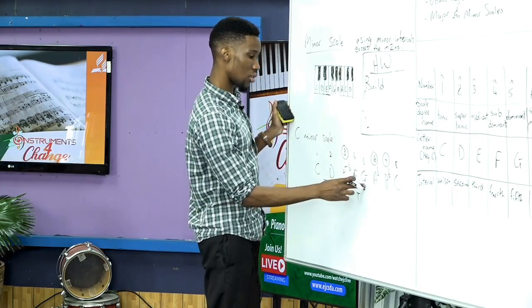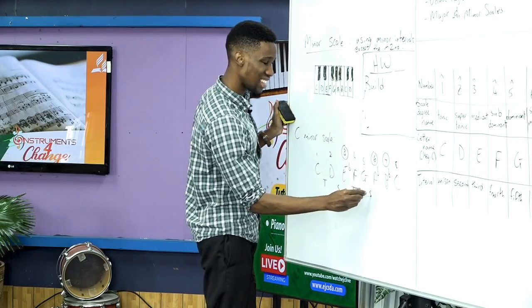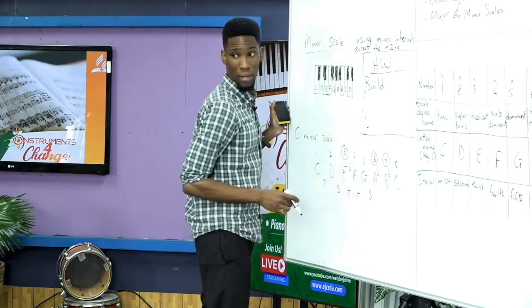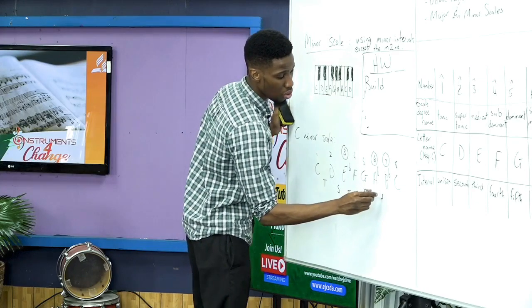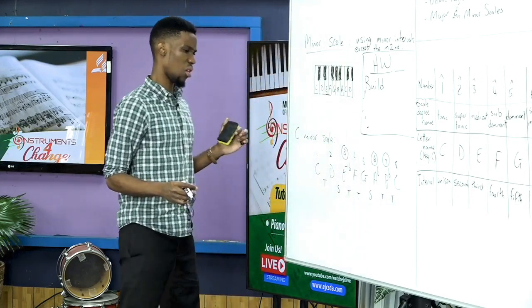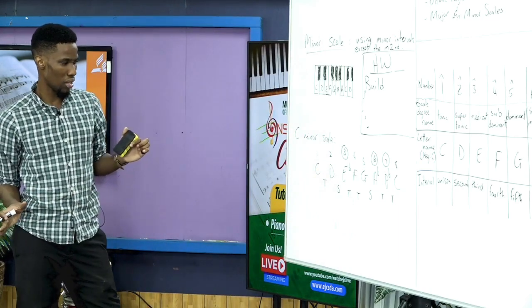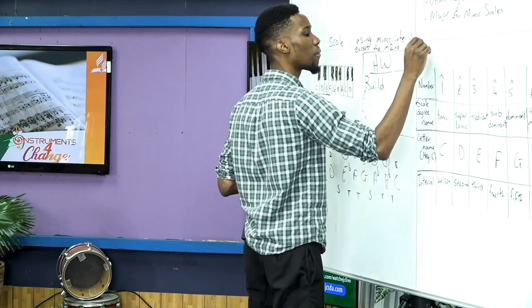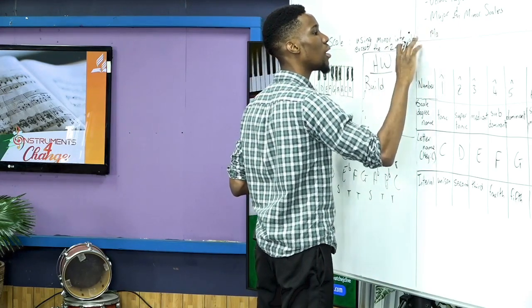So from F to G is a tone. From G to A flat is a semitone. We're going to show it on the piano. From A flat to B flat is a what? Is a tone. And then from B flat to C is a tone. So how is this formula different from the major scale? Remember the major scale formula? Let's write the major scale formula over here.